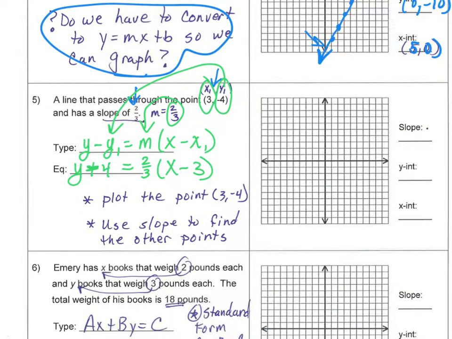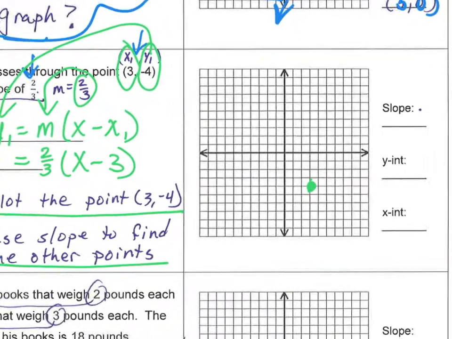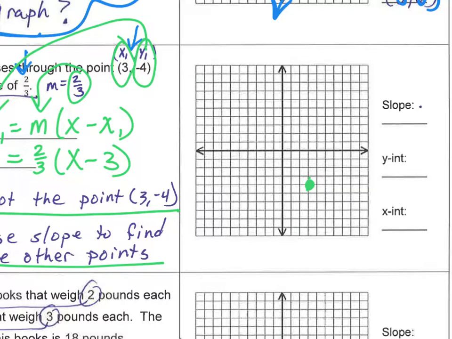Now I'm going to start by plotting the point, and then I'm going to use the slope to find the other point. So I'm going to plot the point 3, -4. And my slope is 2/3, so I know I'm going to go up 2, right 3. Up 2, right 3. And then I'm going to draw my line. So my slope was 2/3. My y-intercept is right here at 0, -6.